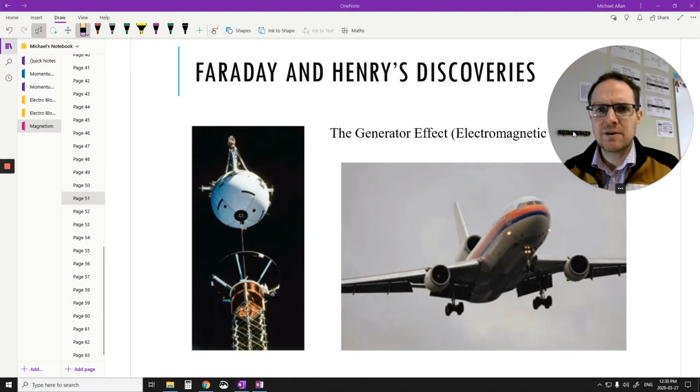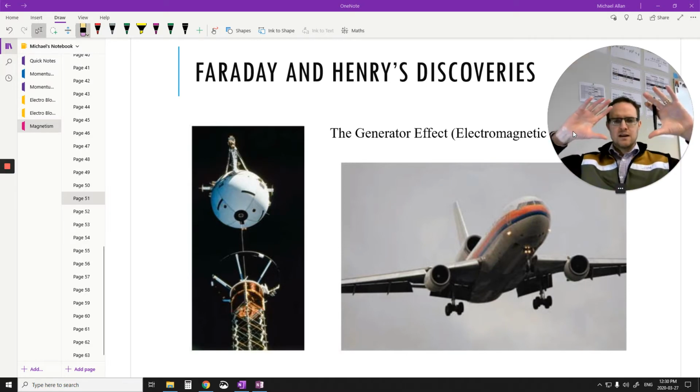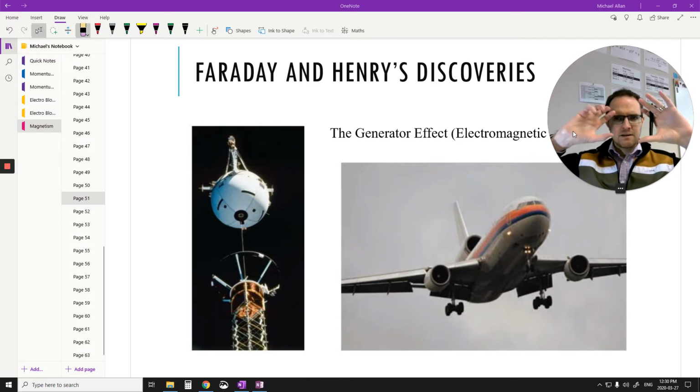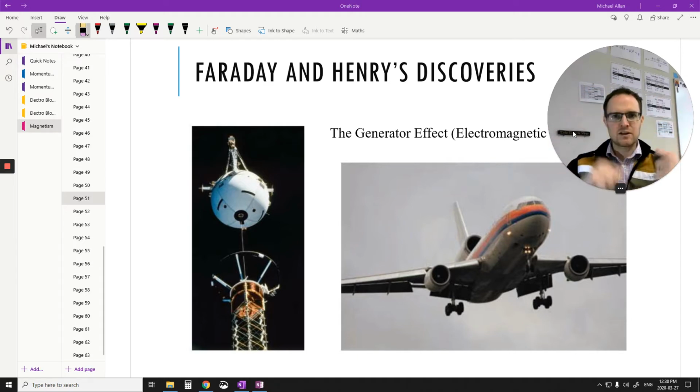So we're going to talk about the generator effect today, or in this video. In the last video we talked about the motor effect, where we took electric energy and changed it into kinetic energy by using permanent magnets and current in wires. And those currents in wires produce a force, a magnetic force.